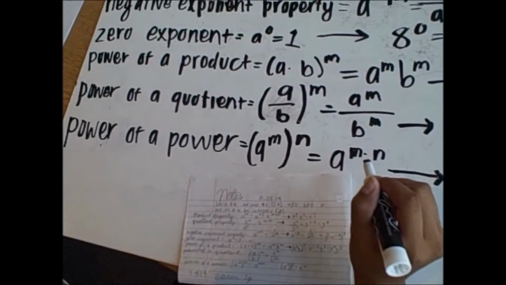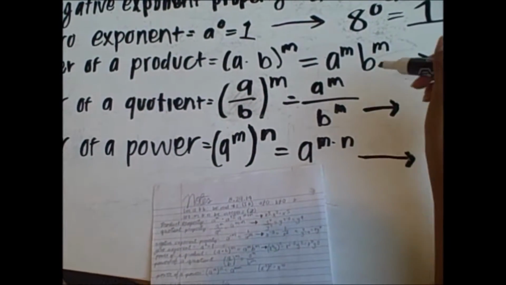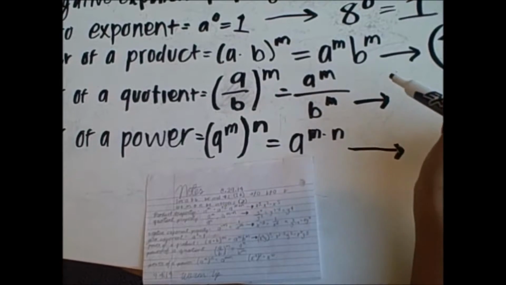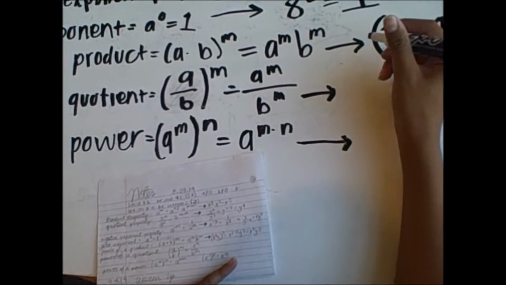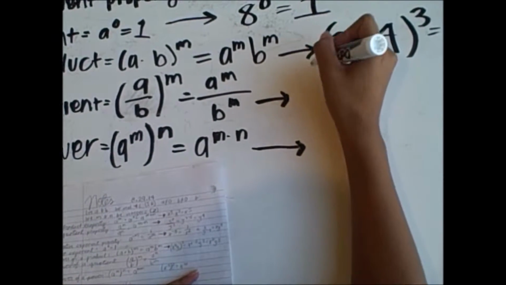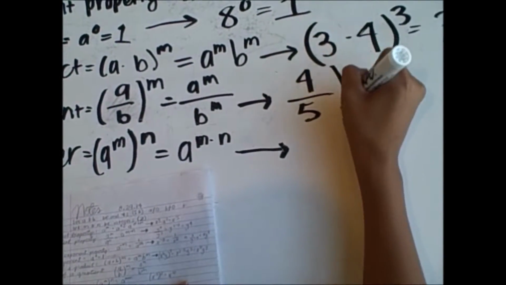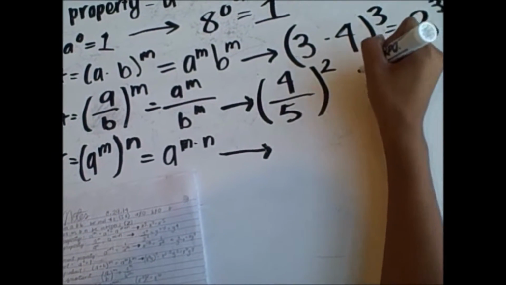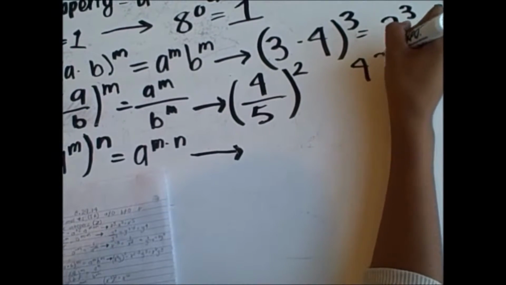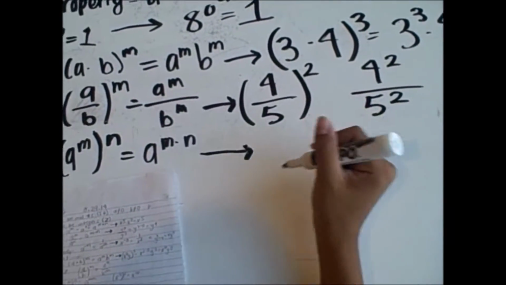For the next, we have power of a quotient, which is a fraction with an exponent. So you have to distribute the exponent to both the numerator and the denominator. So you could have 4 over 5 all to the second power, and it's 4 to the second over 5 to the second power.